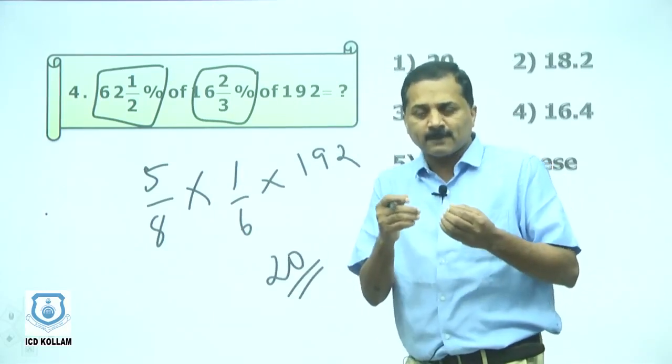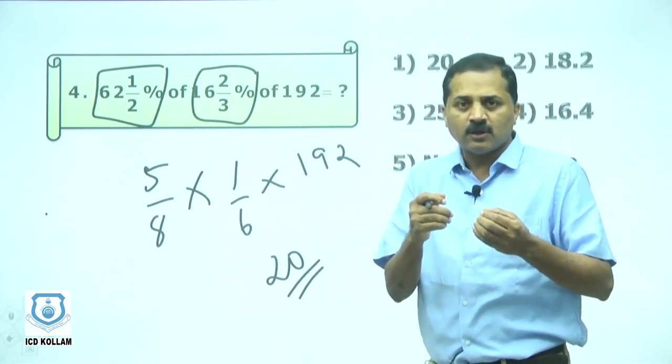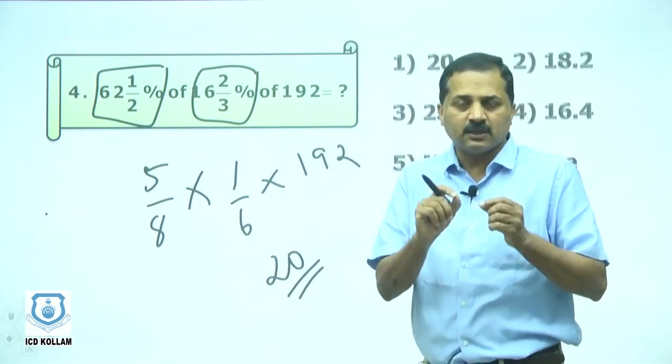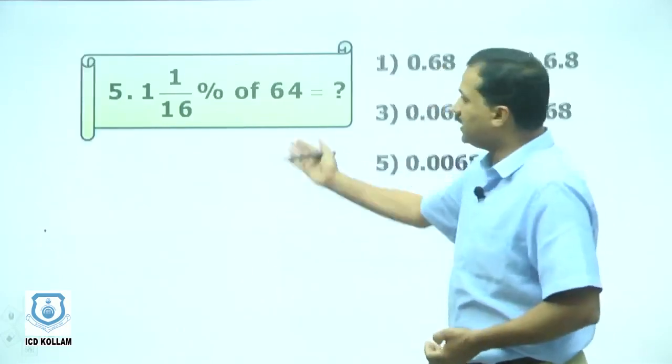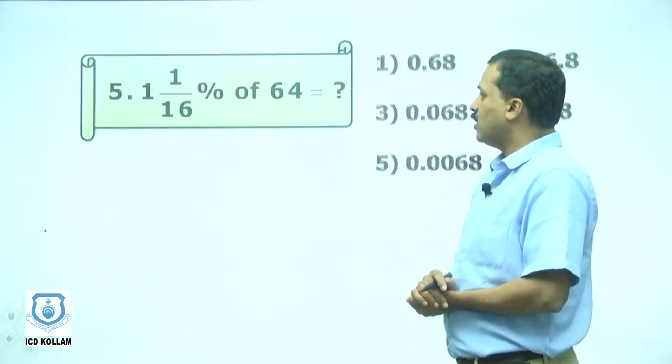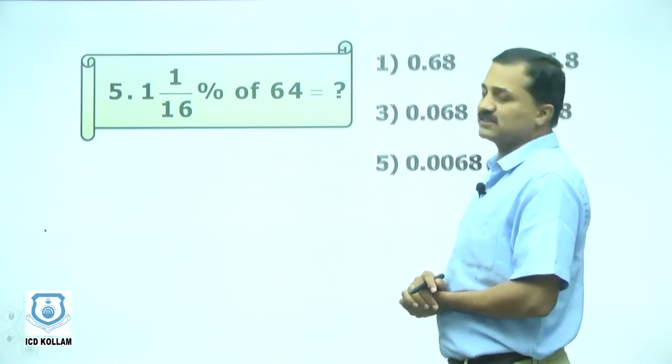So have good practice so that connections between number and number will help you do things faster. Another question is presented. 1 and 1 by 16% of 64.